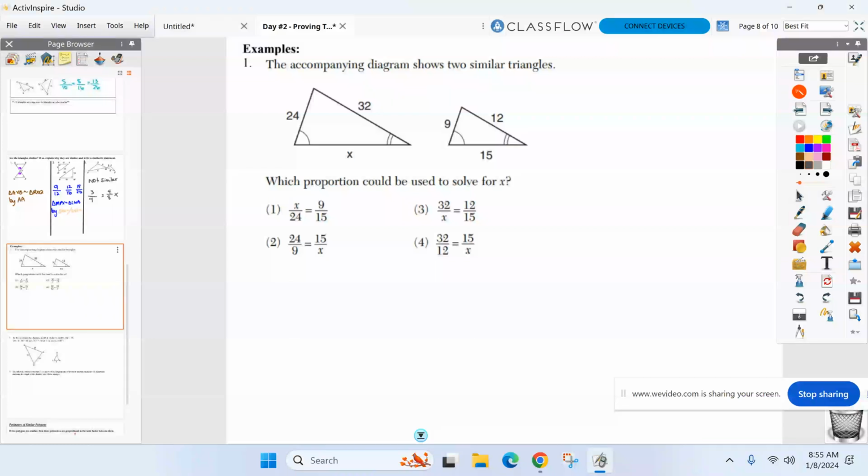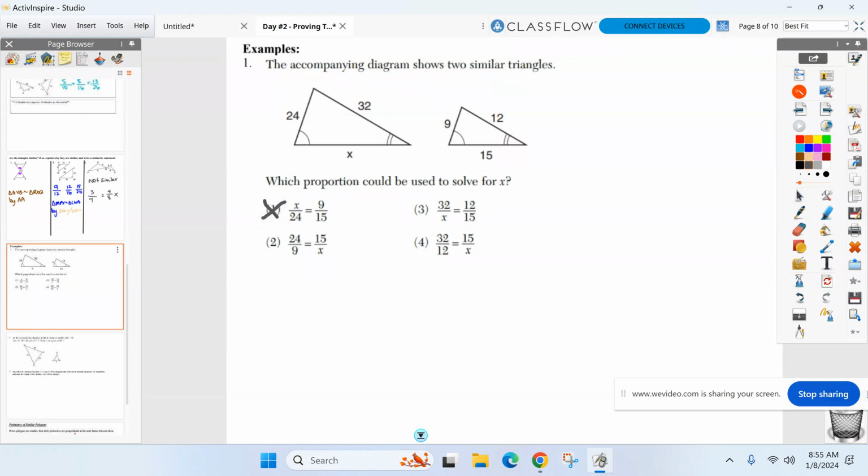So look at number one. X over 24. They picked two sides from the same triangle. Everybody good with the start? Now look where they put X across from 9. Does X match up with 9? No, it matches up with what? What does X match up with in the small triangle? 15. There should be a 15 there, not a 9. So that's why number 1 is incorrect, because they're saying X corresponds with 9, but as we can see, it corresponds with 15.